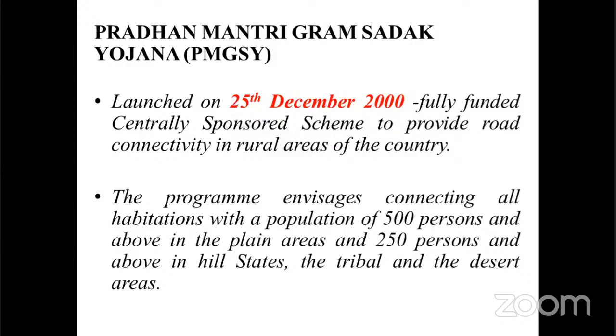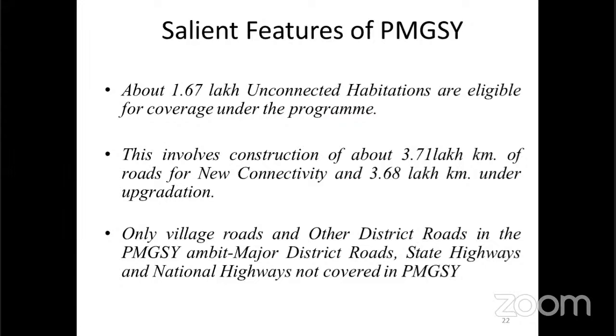In this Pradhan Mantri Gram Sadak Yojana, they fixed a limit. If any village or habitation has a population of 500 in a plain area, they can put roads. In the case of hilly areas, they concentrate on 250, and they can provide road connectivity to those rural areas. It is a salient feature.